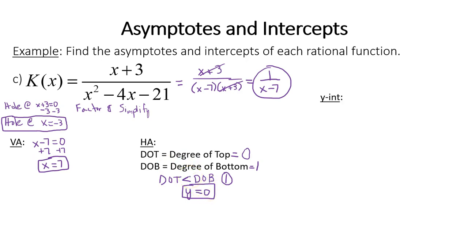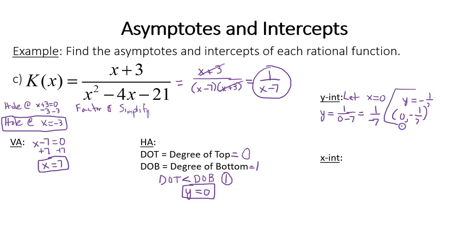Now we find the y-intercept and the x-intercept. The y-intercept, remember, we find by letting x equal 0. Use the simplified rational function, 1 over 0 minus 7. You get negative 1/7, so the ordered pair is 0, negative 1/7. You cross the y-axis at a value of negative 1/7. Now the x-intercept: we set the numerator equal to 0, using the simplified form, 1 equals 0, which you can't do, which means there is no x-intercept in this case.